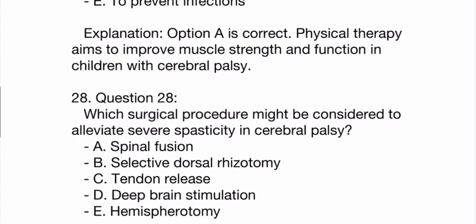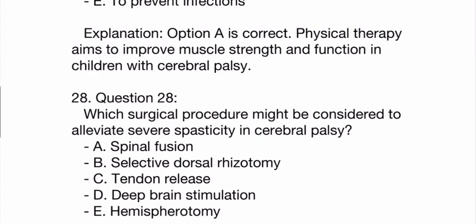28. Which surgical procedure might be considered to alleviate severe spasticity in CP? Okay, surgical procedure that may be considered to alleviate severe spasticity in CP. A, spinal fusion. B, selective dorsal rhizotomy. C, tendon release. D, deep brain stimulation. E, hemispherotomy. So with this one, the one that is considered is selective dorsal rhizotomy.